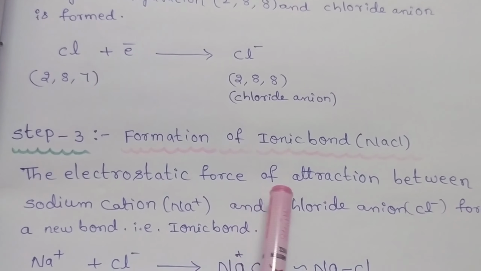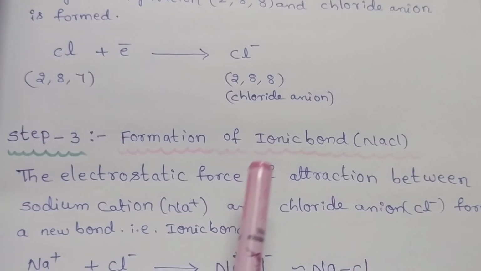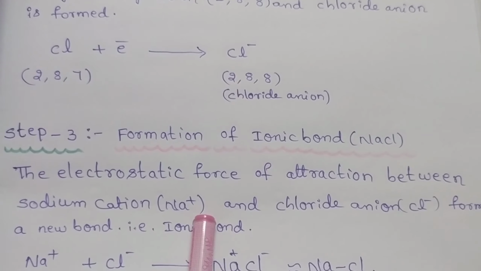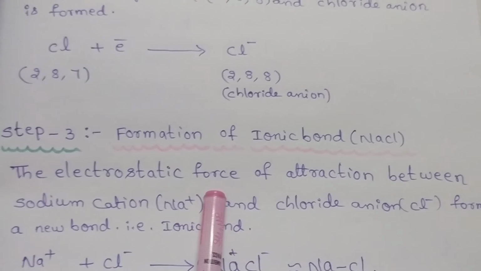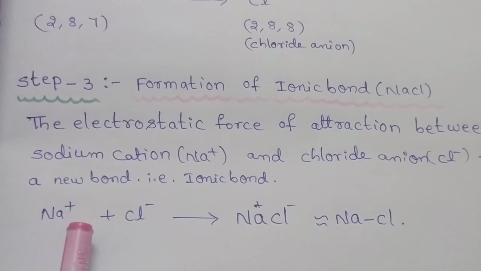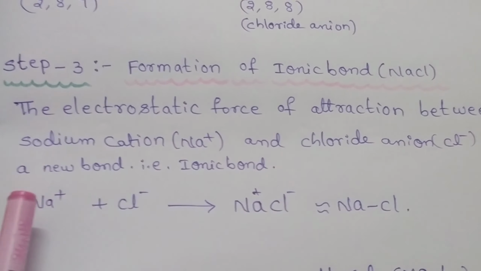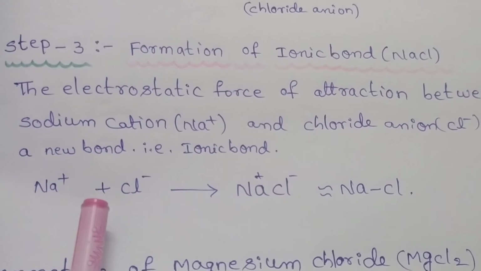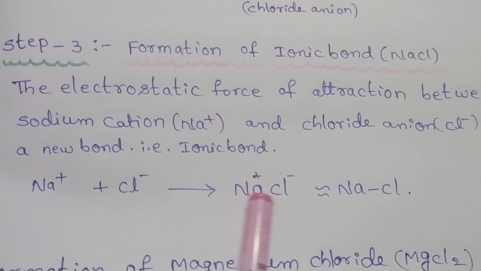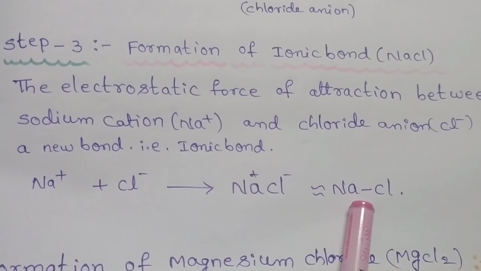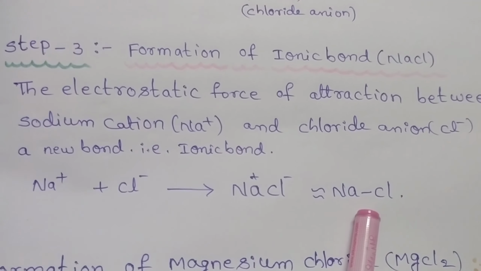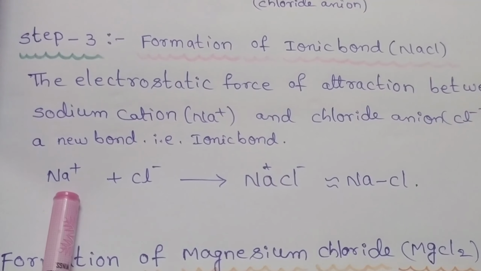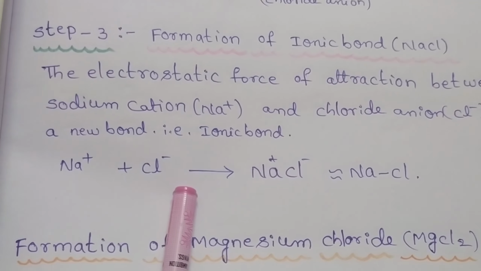What is meant by an electrostatic force? The force that is generated between the oppositely charged ions, we name it as electrostatic force. Now the electrostatic force that is generated between the sodium cation and chloride anion leads to the formation of a new bond. That bond is called ionic bond. In this way, the sodium chloride molecule is formed between the sodium cation and chloride anion.